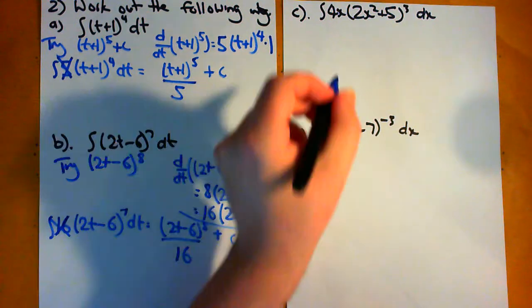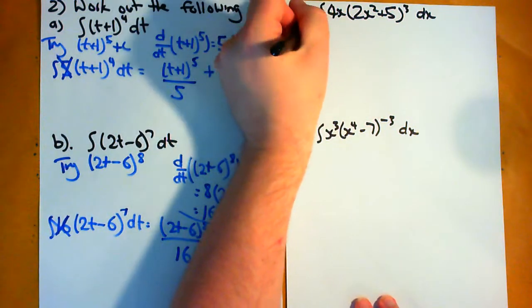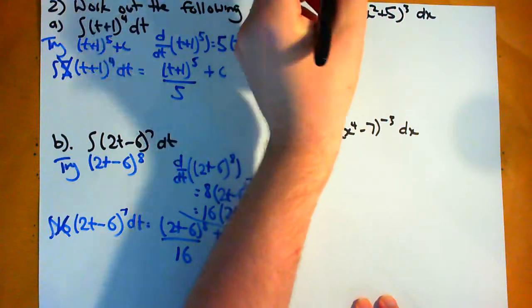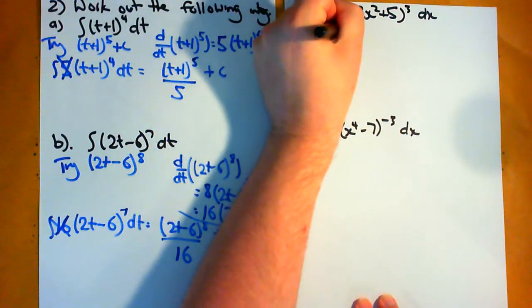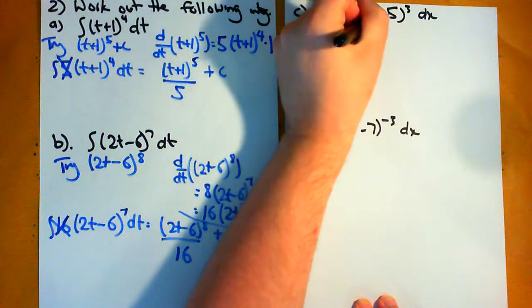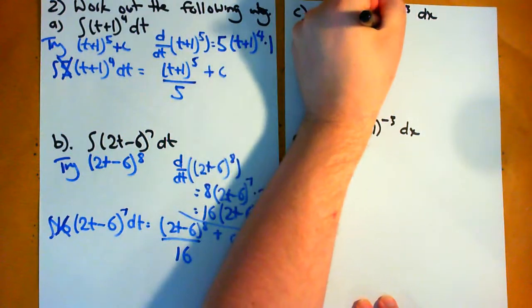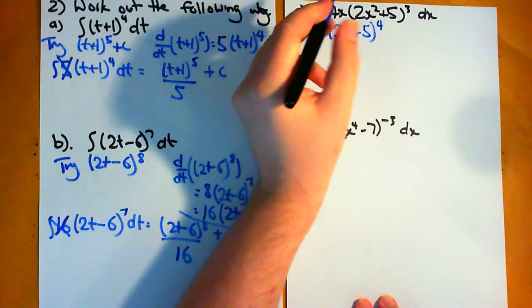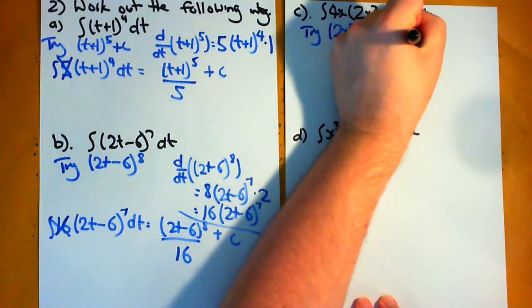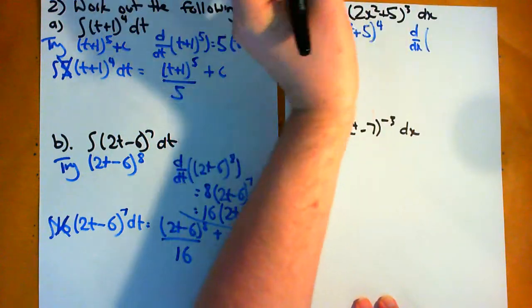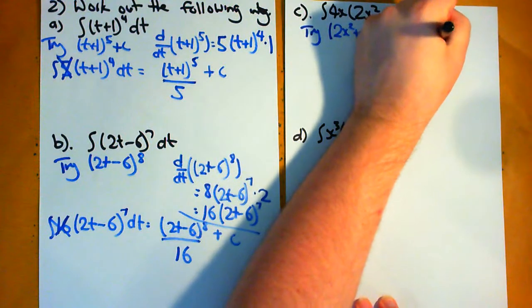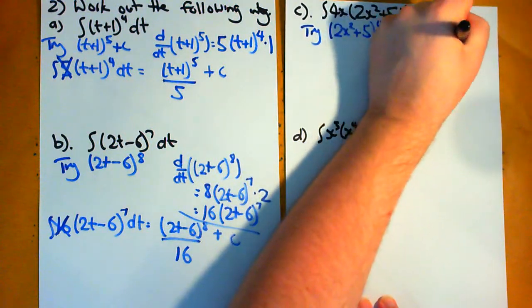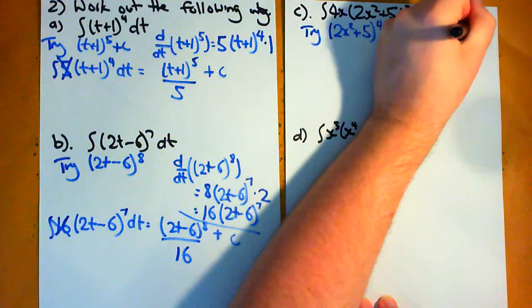So we'll try that bracket, 2x squared plus 5 to the power of 4. So we'll try 2x squared plus 5 to the power of 4. That's what we're going to try. Now we'll differentiate that. So d by dx of 2x squared plus 5 to the power of 4.